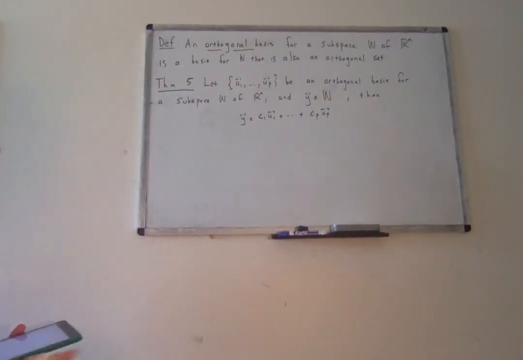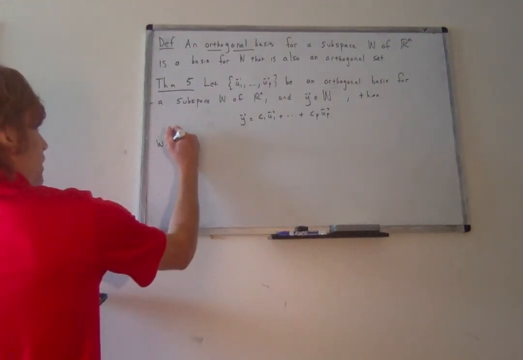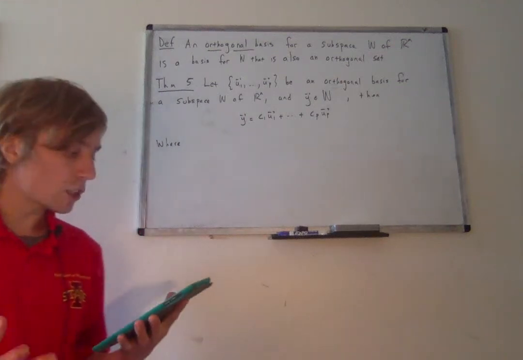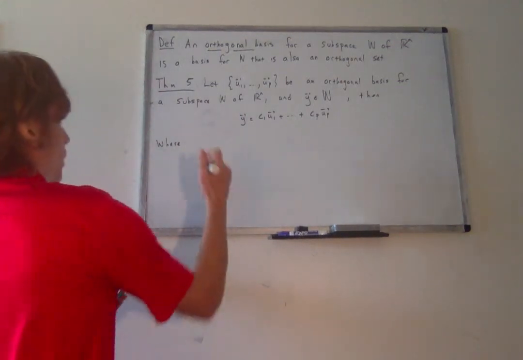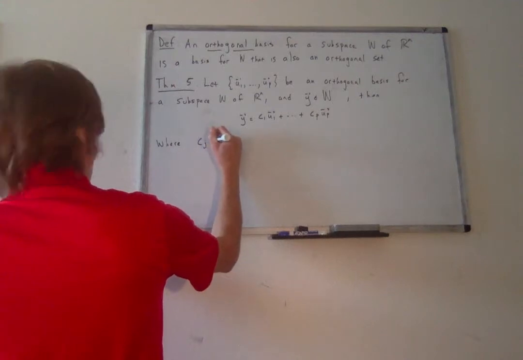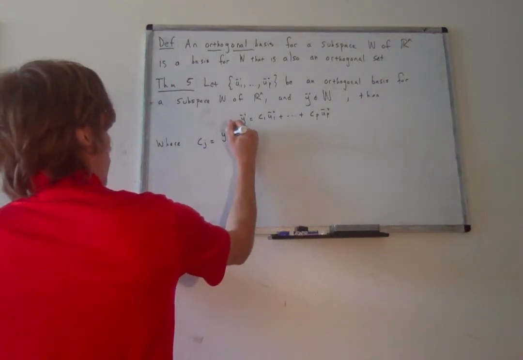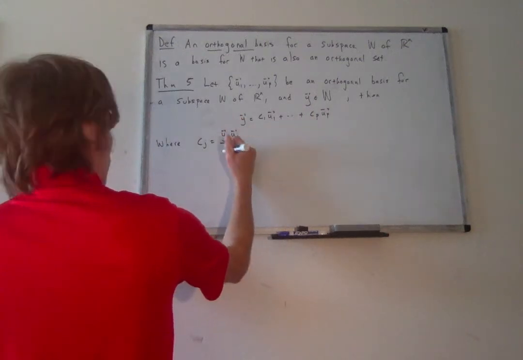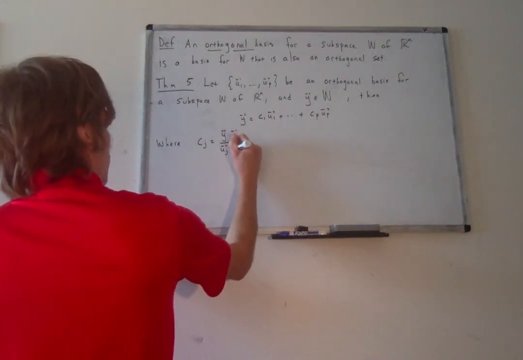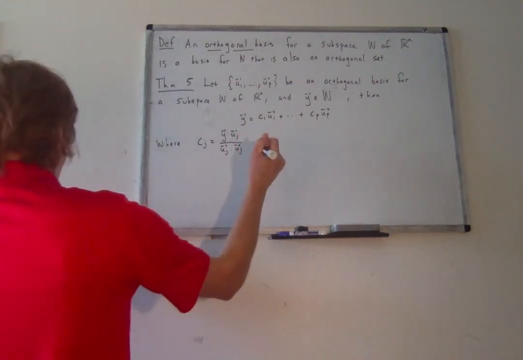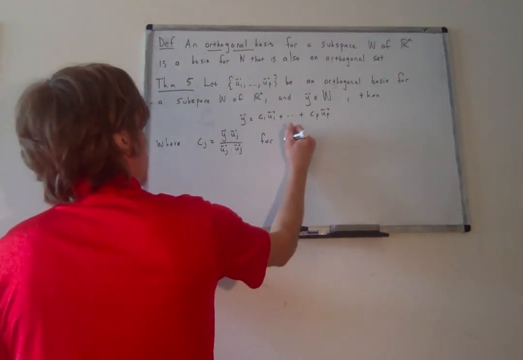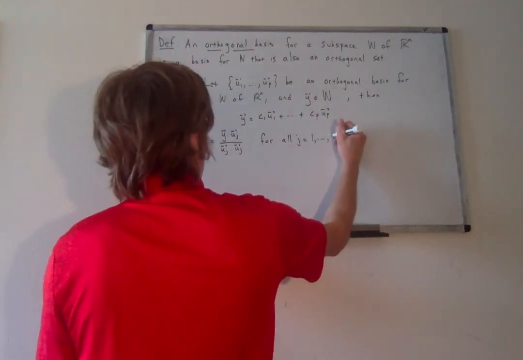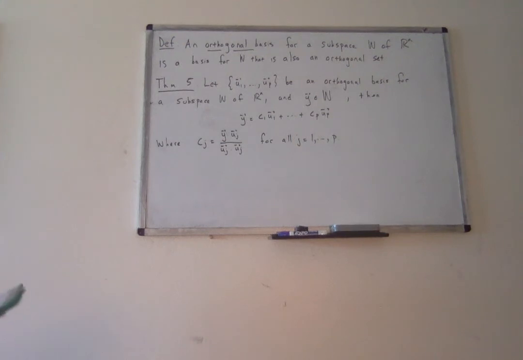But what we also know, and this is the interesting thing, and one reason why orthogonal bases are nice, is that we also know the values of all of these constants. This will be a little weird, but c sub j is equal to y dot product u sub j over u sub j dot product u sub j, for all j. And it turns out the proof of this is very straightforward.